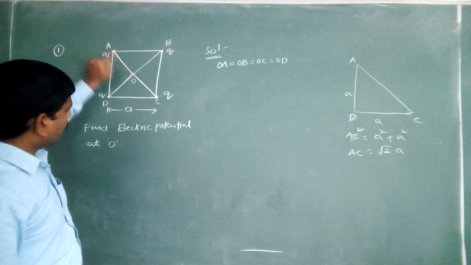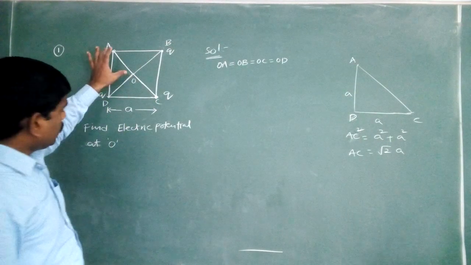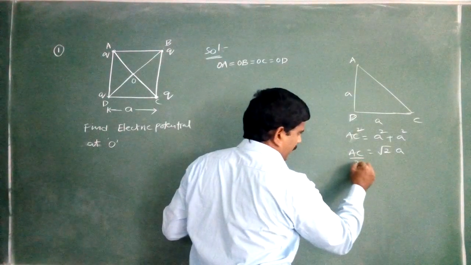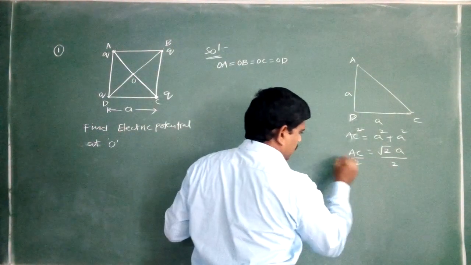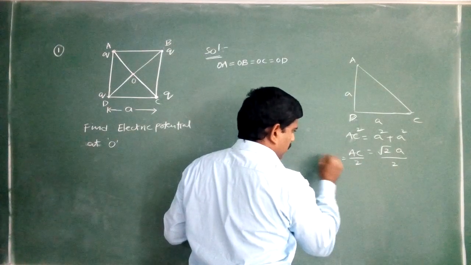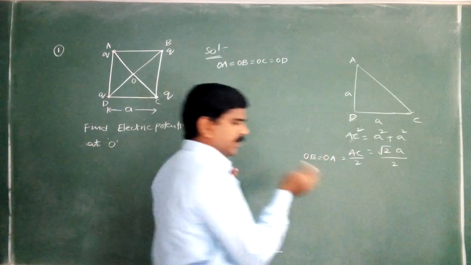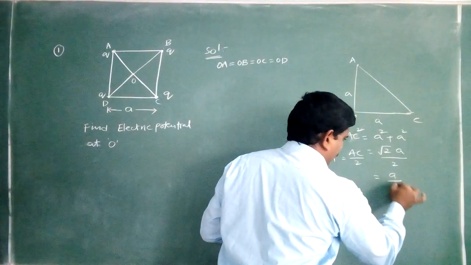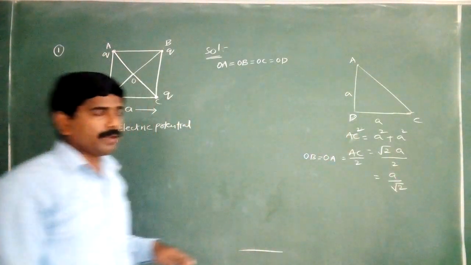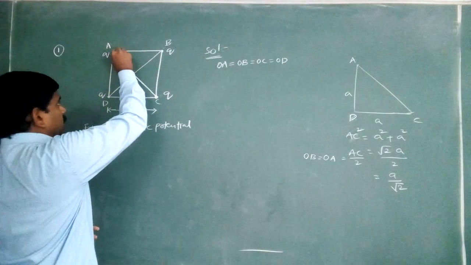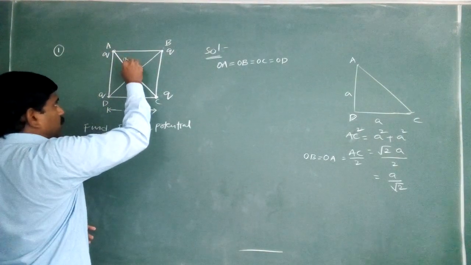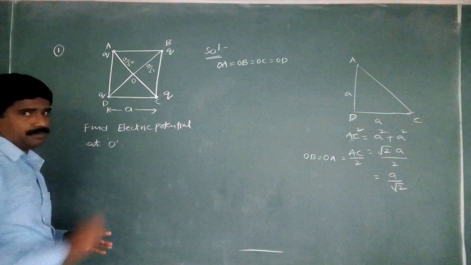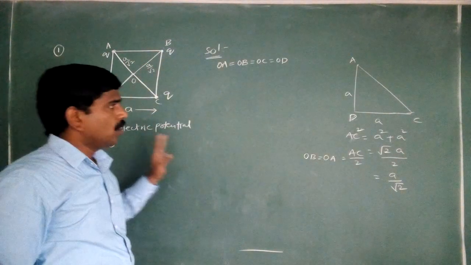But O divides AC in equal ratio, that means AC by 2. So OA is equal to OB, equal to OC, equal to OD, and that is a by root 2. Here this side is a by root 2, this one is a by root 2. All are the same.